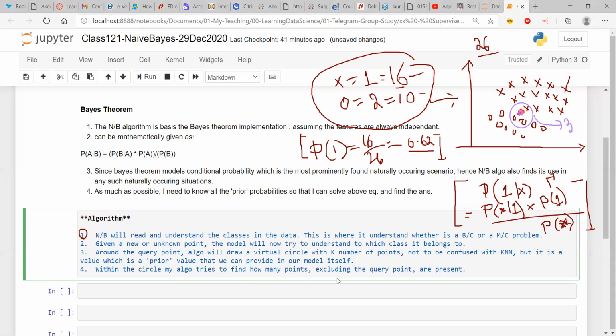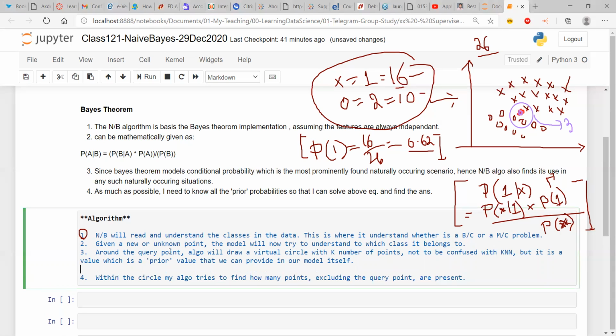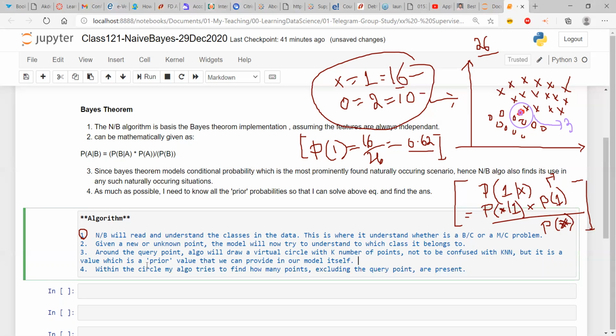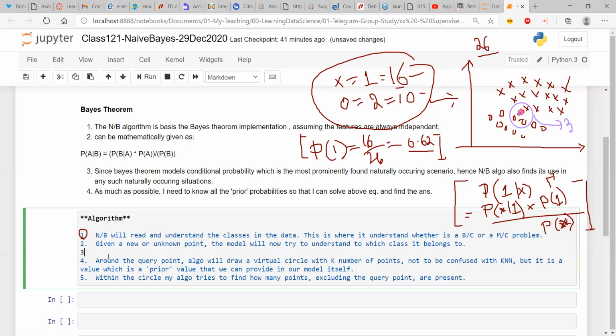So in this case, how will that be? I think I have not really written the point number over here. This should be 4, this should be 5. Why is that going to be 4? Because we calculated P of class 1 and P of class 2 as 16 by 26 and 10 by 26.